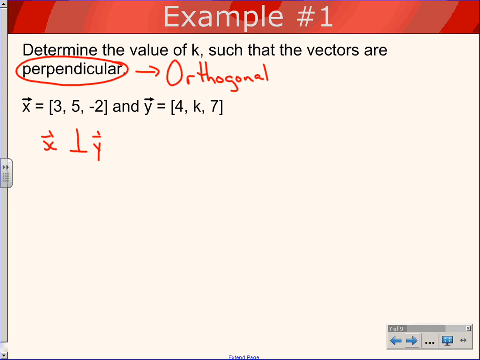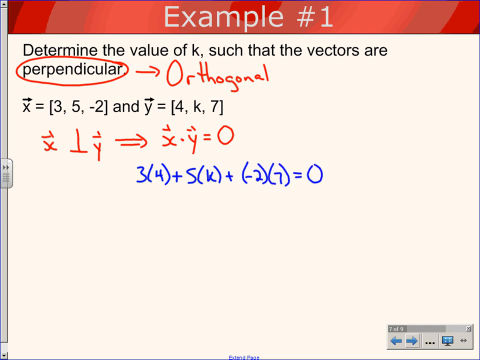If we want x and y to be perpendicular, what we know is it means the angle has to be 90 degrees. And if that happens, then the dot product has to be 0. And so our dot product is coming in handy again. We're able to use it quite a bit. Dot product is nice and easy to calculate in Cartesian form here. We just do 3 times 4, 5 times k, and then minus 2 times 7. And we know the answer has to be 0.